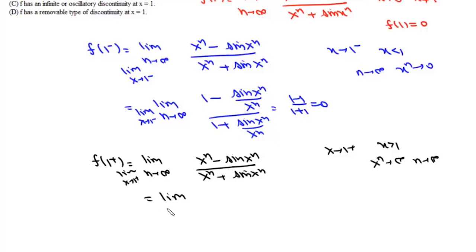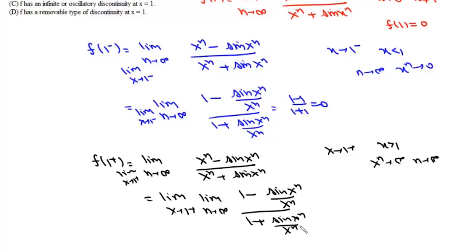So it will be limit x tends to 1 positive, limit n tends to infinity, (1 minus sin x to the power n) upon (1 plus sin x to the power n) upon x to the power n. Now this is not a standard limit because sin x to the power n is not 0 but sin infinity, and sin infinity is an oscillating value between minus 1 and plus 1 divided by infinity, and finite upon infinity is 0. So this value will be 0 and this value will be 0. So the value of its right hand limit is 1.